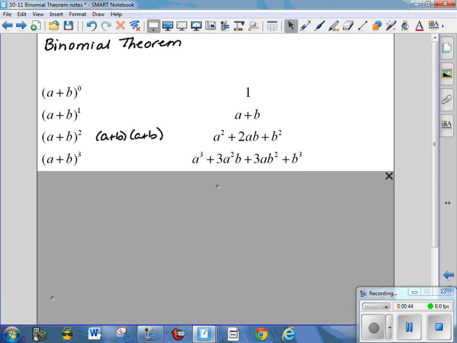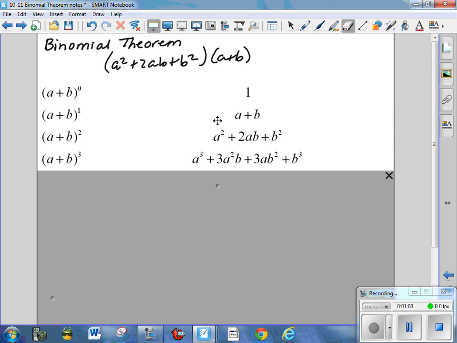A plus b cubed turns out to be this. So let's say we take a plus b times a plus b, which is a squared plus 2ab plus b squared, and we multiply that by a plus b. Well, when I do that, I'm going to erase this so I have a little more room. I have to distribute the a times each of these terms, and then I have to distribute b times everything as well.